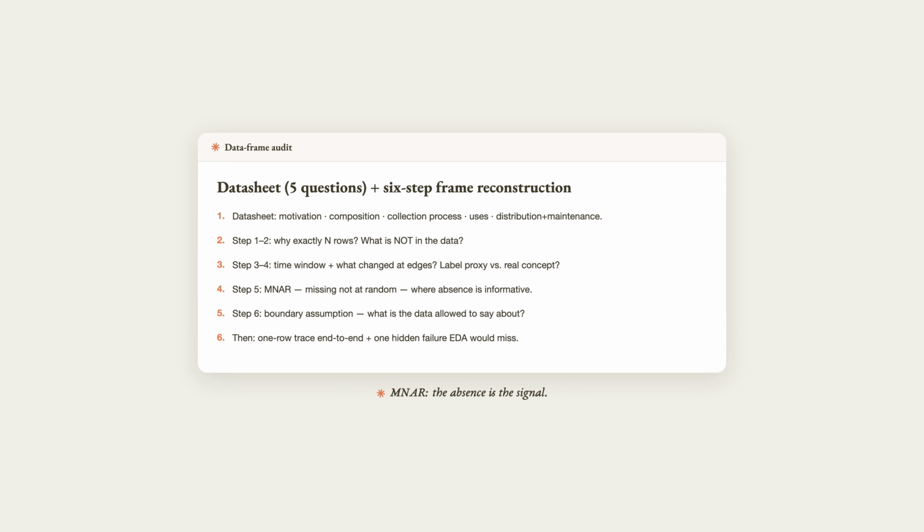Then the 6-step epistemic frame reconstruction. Step 1, why exactly N rows? Not "I filtered it," but what decision produced that exact count? Step 2, what is not in the data? Name the concept or entity that cannot appear.